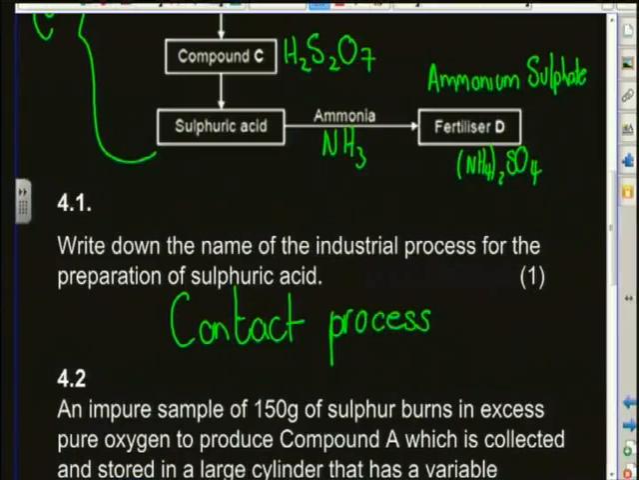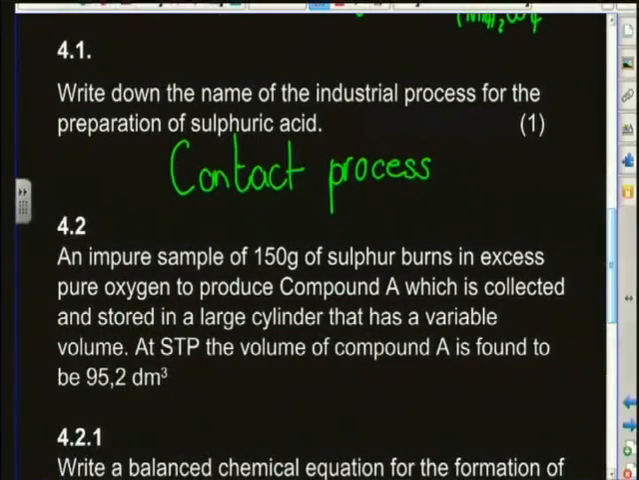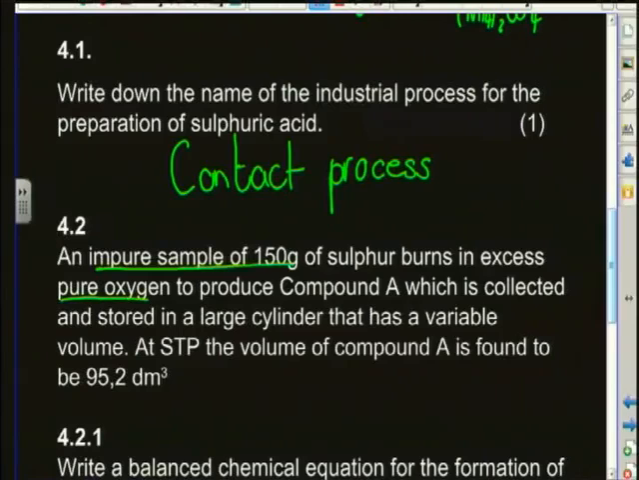Then they say to you, an impure sample of sulfur. In other words, even though I put the sulfur onto a scale and get 150 grams, it's not 150 grams of sulfur, it's impure. Not all of it is sulfur, there's other stuff in there. It burns in excess pure oxygen to produce compound A, which is collected and stored in a large cylinder which has a variable volume.